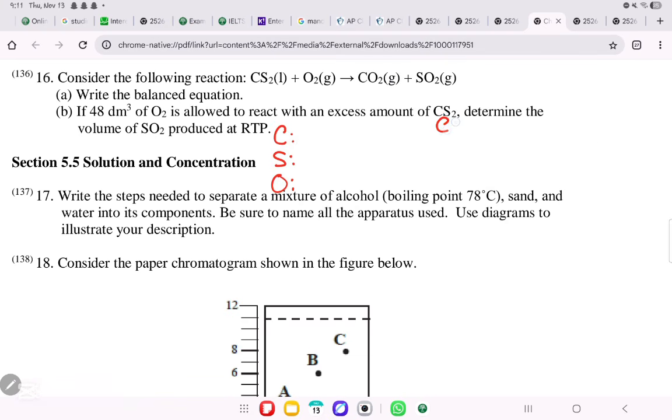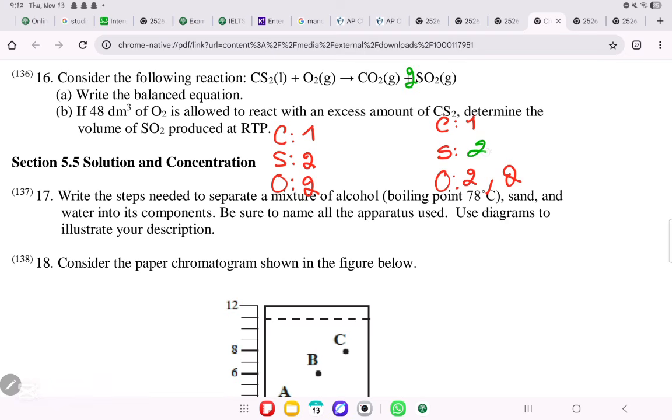See here, I have 1 carbon, 2 sulfur, 2 oxygen. Here I have 1 carbon, 1 sulfur, 2 oxygen, and 2 oxygen. So oxygen, I leave it for last. It will balance out itself. How do I make this 1 sulfur go to 2? I will multiply it by 2. So now it's 2 sulfur, okay?